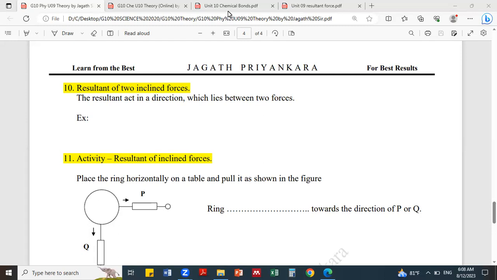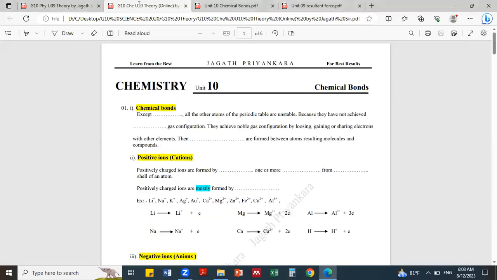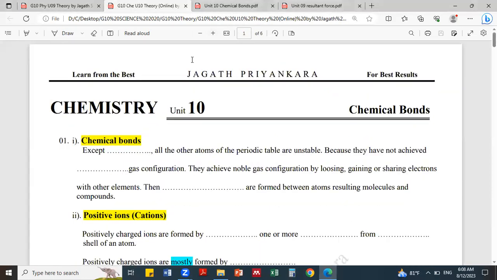So the last page, resultant of inclined forces. In other words, non-parallel forces, two inclined forces. So that's what we can complete today. After that, I have already shared, I think yesterday I shared this also with the WhatsApp group, 10th lesson chemistry, that is chemical bonding. So today we can start this also.